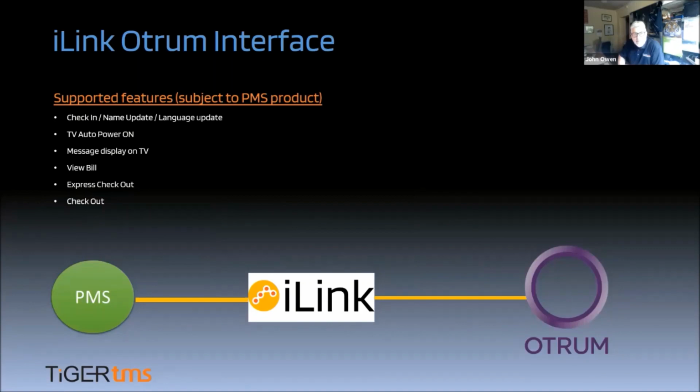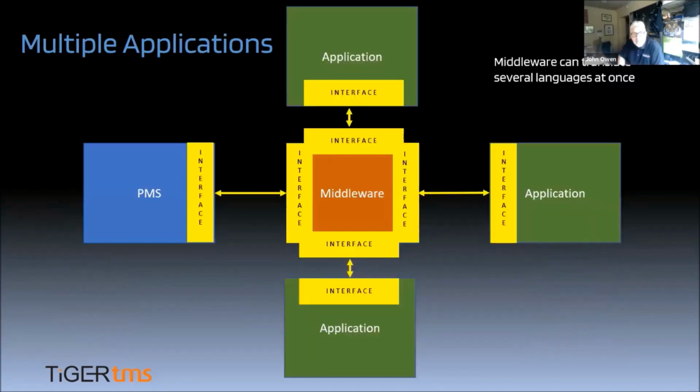This is an example of a middleware scenario using the Tiger TMS iLink. We have an interface between the Otrim TV system and PMS systems, whatever they happen to be. And this basically allows this functionality, which is listed, to be provided on the TV in the room, such as check-in name, displaying messages, viewing bills, and things like that. So this is a real-life example of how middleware connects between a particular TV application and a generic PMS.